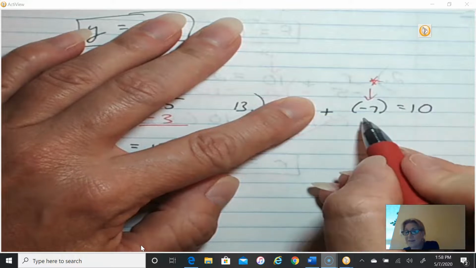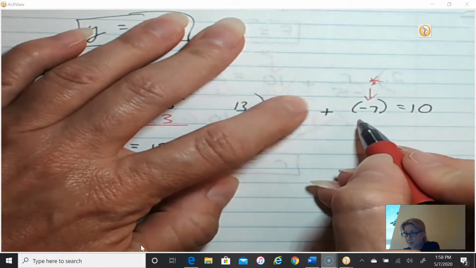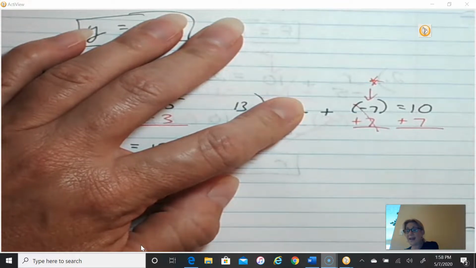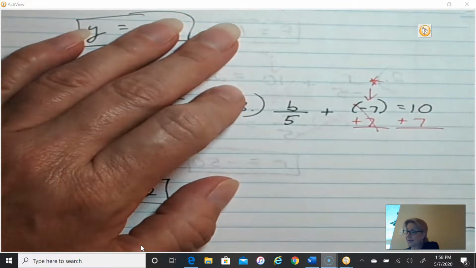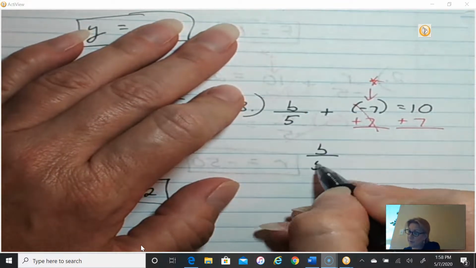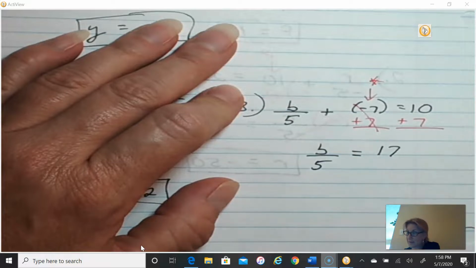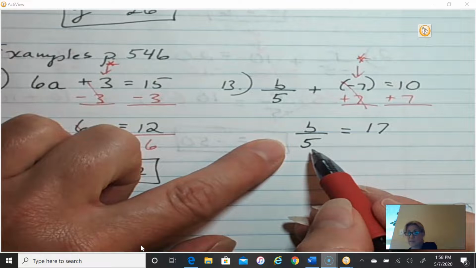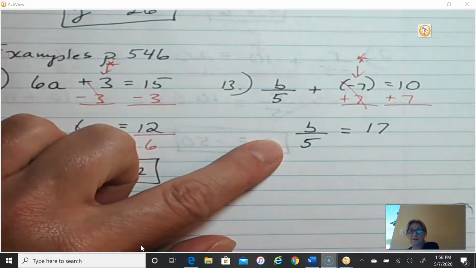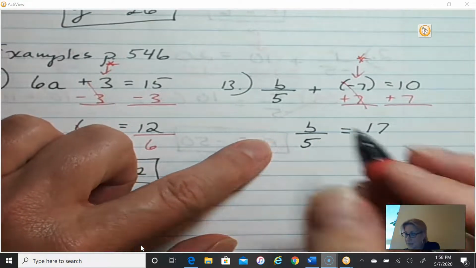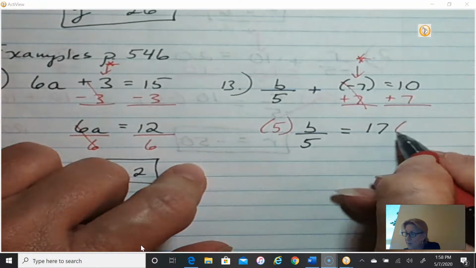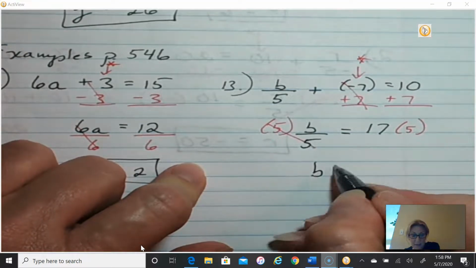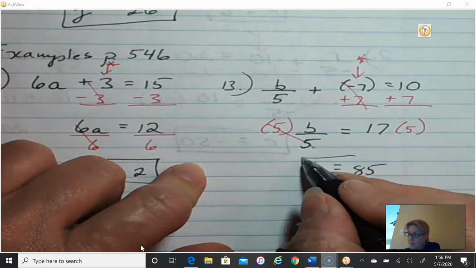All right, so if that's a -7, the opposite is +7. So I'm going to add 7 to both sides, and I get b over 5 equals 17. All right, now step 2, get rid of that 5. Okay, if we're dividing, the opposite is multiplication. So I'm going to multiply 5 on both sides. Those cancel out, and b equals 85.